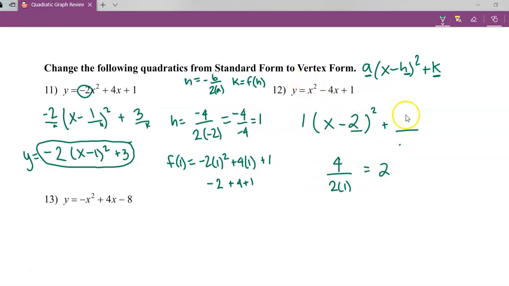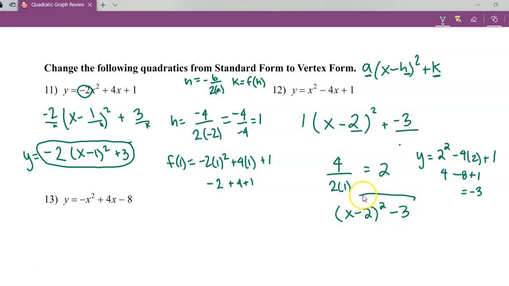And then to find k, we're going to take 2 and plug it back into the function. So y equals 2 squared minus 4 times 2 plus 1. 4 minus 8 plus 1, which would be negative 3. So I get x minus 2 squared minus 3. Just kind of cleaning up from above.